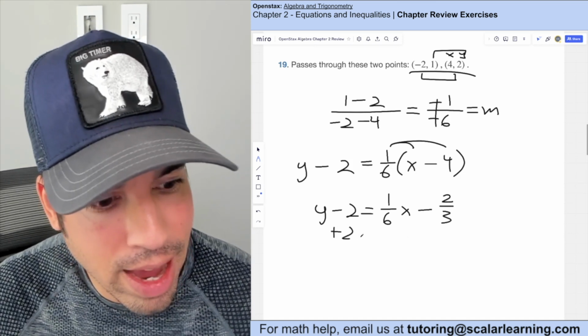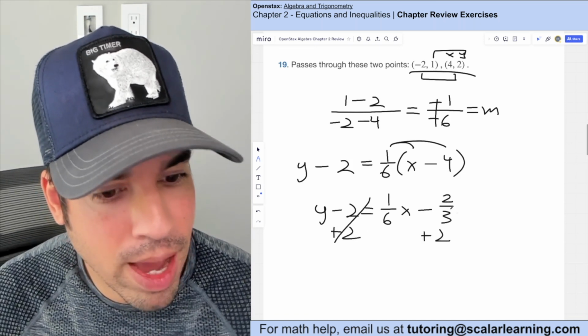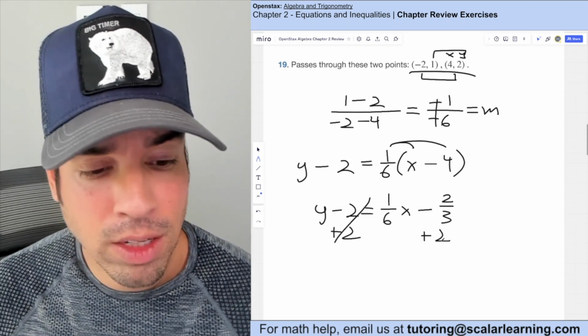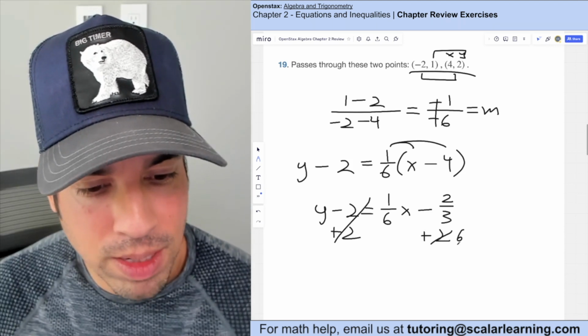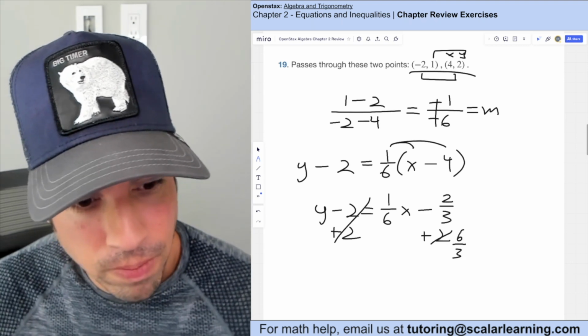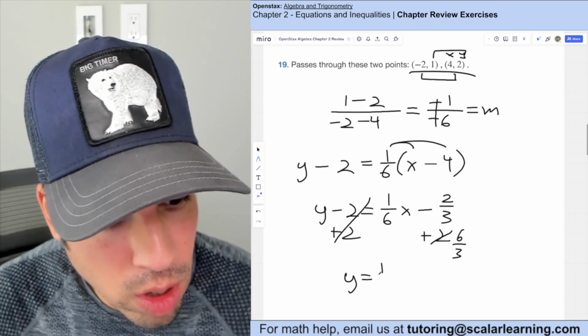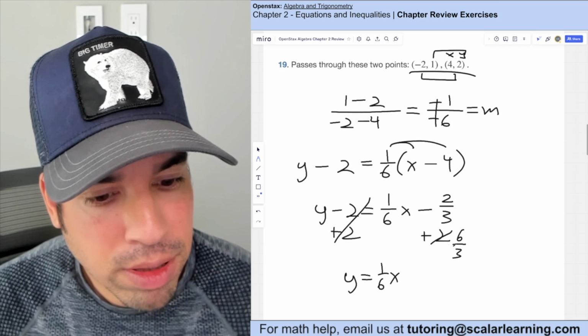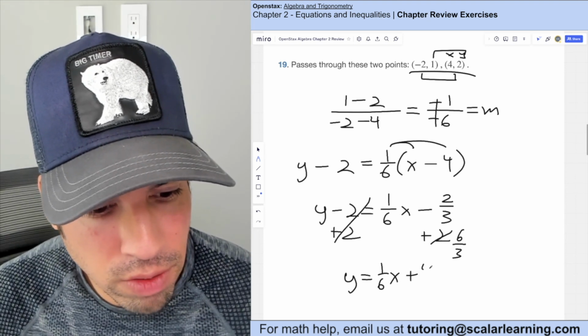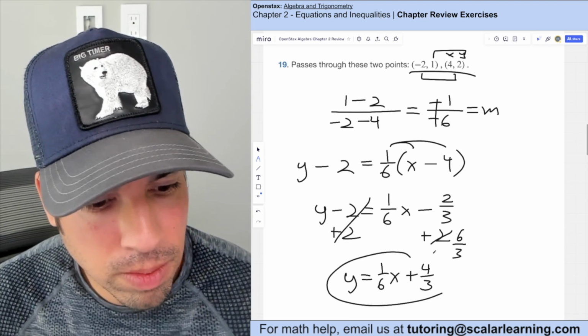Last but not least, let's add 2 to both sides. So I'm adding it to 2/3. Let's make 2 have a denominator of 3. That would be 6/3. That's the same as 2. So my final answer is y equals 1/6 x plus 6/3 plus 2/3 is 4/3, boom, done.